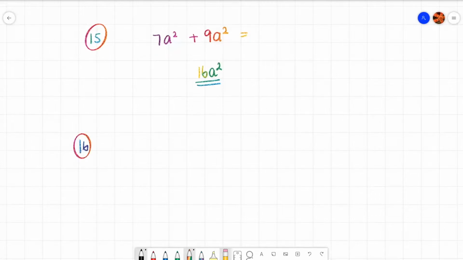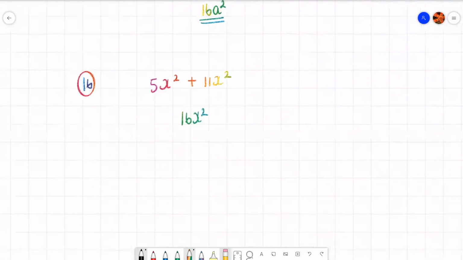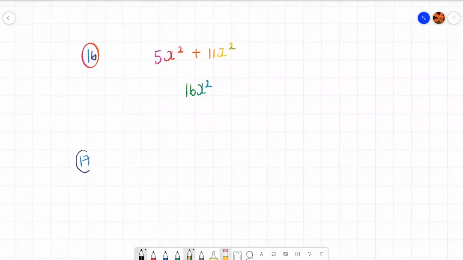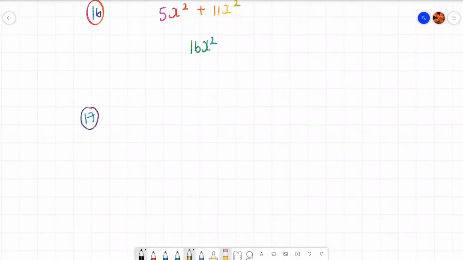Okay, let's do 5x squared plus 11x squared. Again, they're both x squared. Both the same, so I can add them together. So 5 add 11 is 16, so the answer is 16x squared. Okay, let's have a look at another example. Let's do this time something slightly tricky.